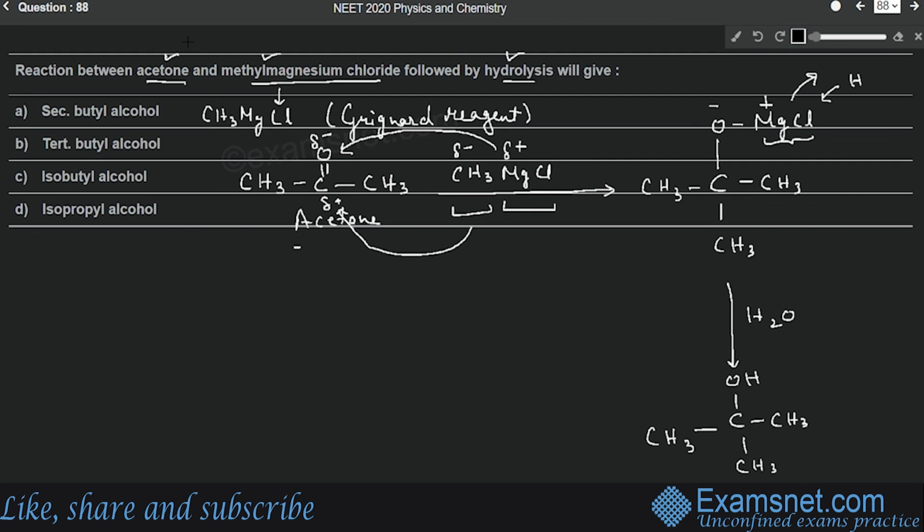So what we have got is an alcohol because OH is there and three methyl groups are added, so this is a tertiary alcohol. Okay, a 3-degree alcohol is formed. So 4 carbons are there, that means this is tertiary butyl alcohol. So option B will be the correct answer.